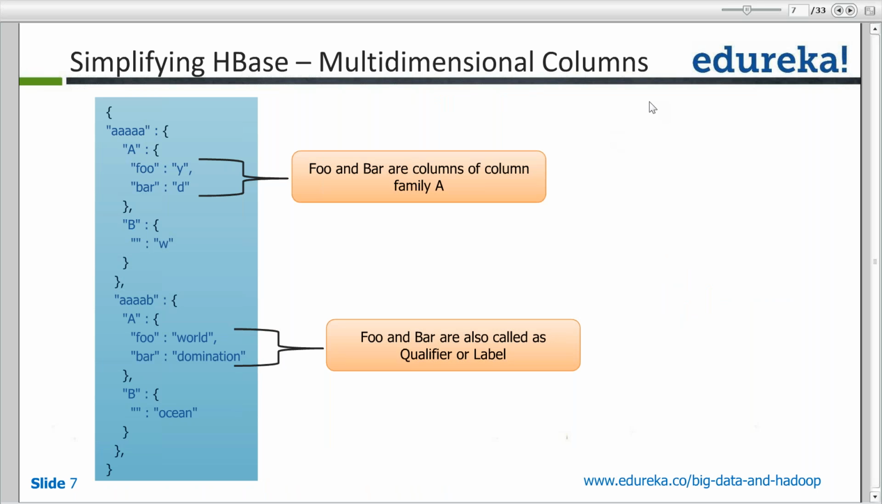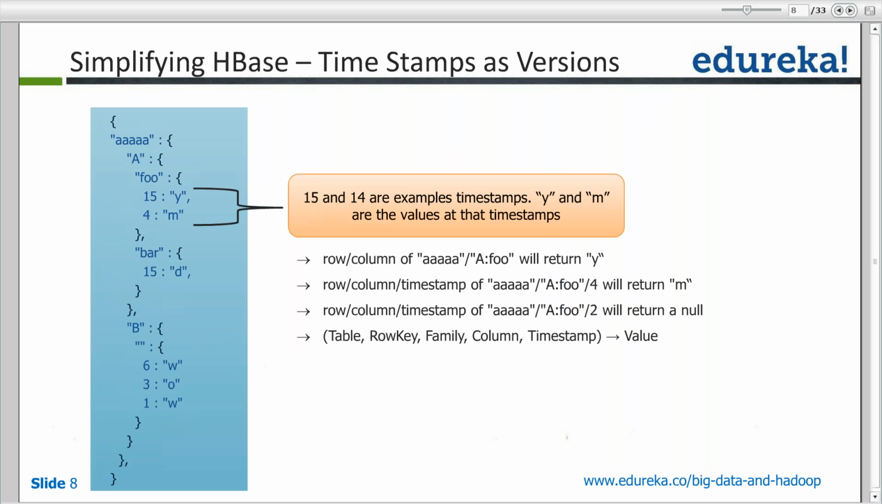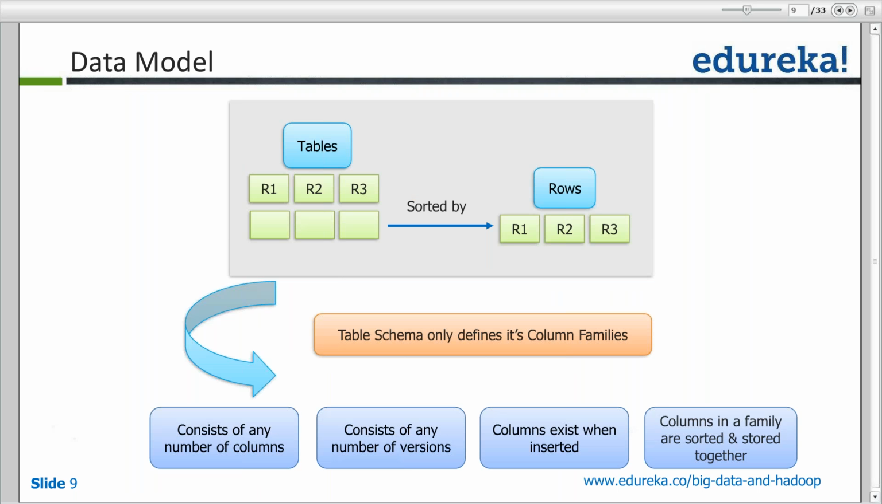Okay, you can have multi-dimensional columns. A column family can have multiple columns, a column family can have no columns, a column family can have nested columns. So all of these are supported in HBase. It just depends on your design. We'll discuss this, and you will get a clear idea when we create a table in HBase and insert some data.